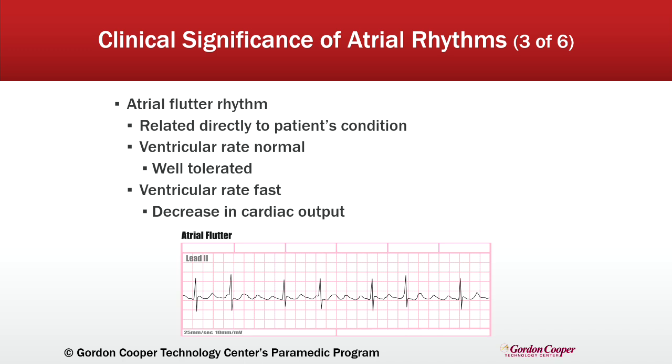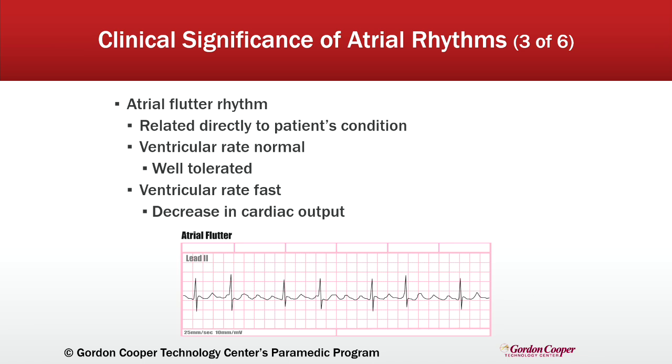Now the ventricular rate, when we talk about the ventricular rate, if the conduction through the AV node is normal and the atrial flutter is well controlled, so that ventricular rate can remain in normal speed around 60 to 100 beats. In this case, the patient may tolerate the rhythm quite well and it might not result in significant symptoms or complications.